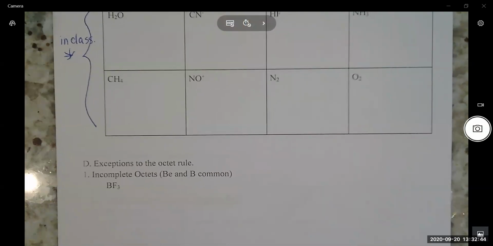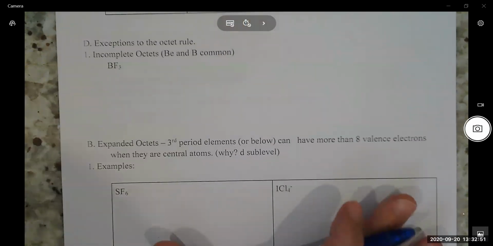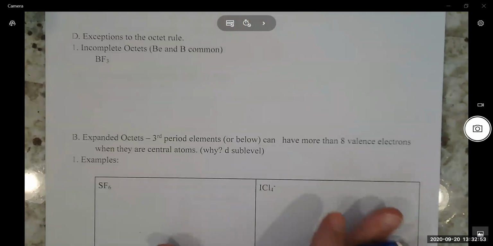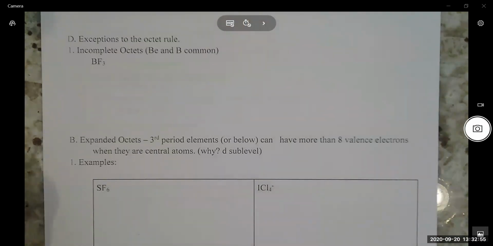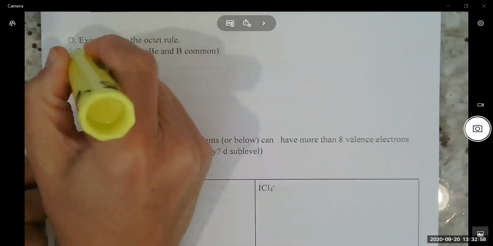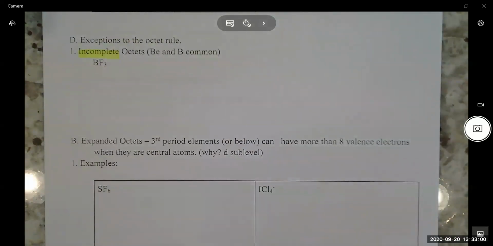Okay. That was a review of drawing Lewis structures the way you guys did last year. Now in AP Chemistry, you have to know a couple of exceptions. You have to know about compounds that don't have to have octets, so they can be incomplete.